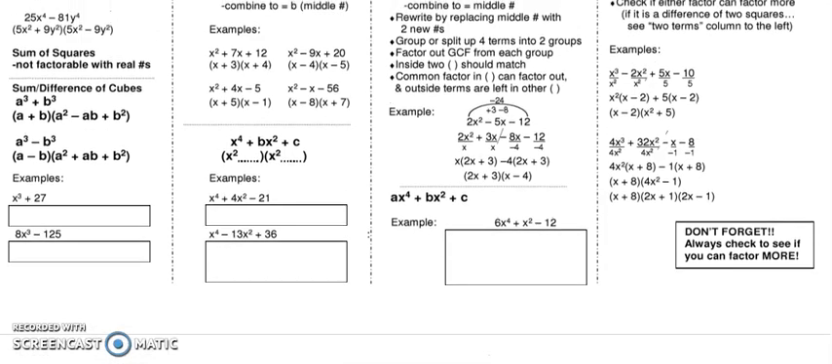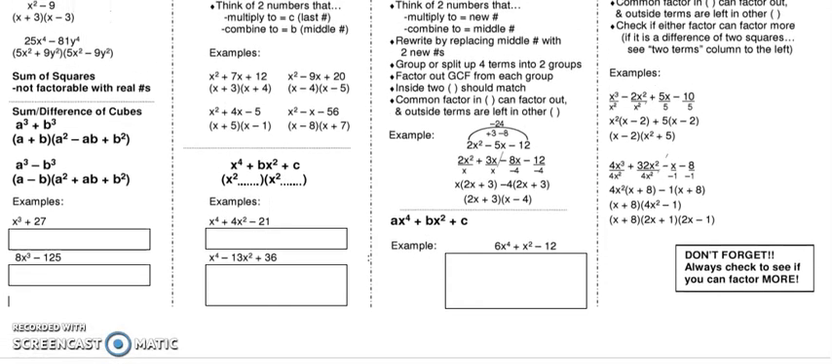Now, this is where it becomes a little bit new, so this is going to be different from what we've learned. Some of it is the same type of method, and some of it is a little bit different. So you have two new formulas for shortcuts for your sum/difference of cubes.